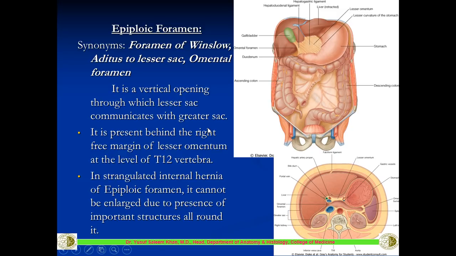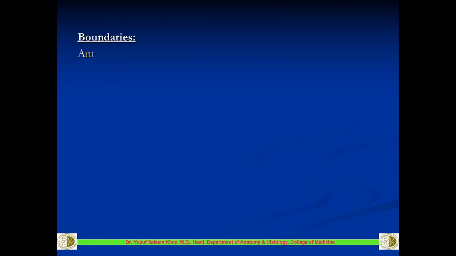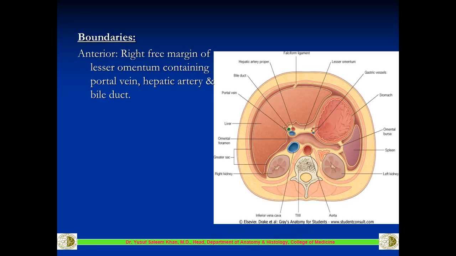And if there is strangulation in this particular area, this epiploic foramen cannot be enlarged. Even though it is strangulated and we have to open it and start communicating the lesser sac with the greater sac, it cannot be done because very important structures are around this epiploic foramen. So clinically it is difficult to operate on this epiploic foramen because of important structures. So which are those important structures present around this epiploic foramen?